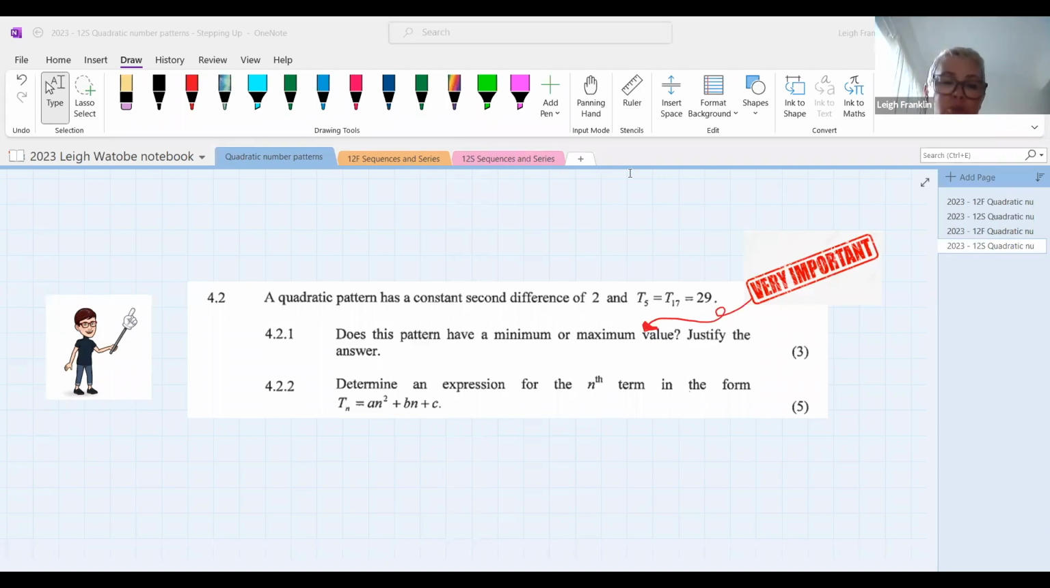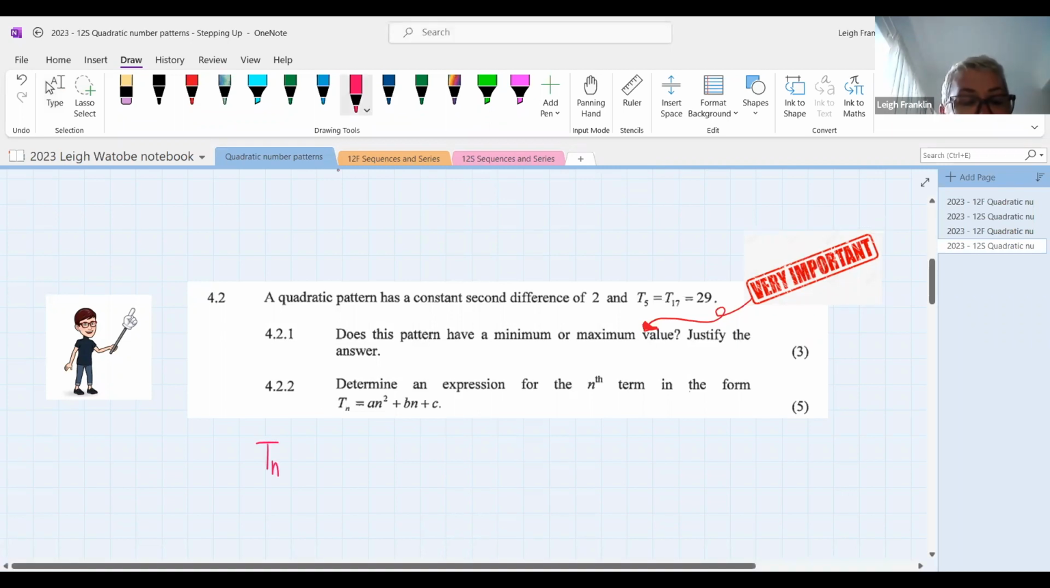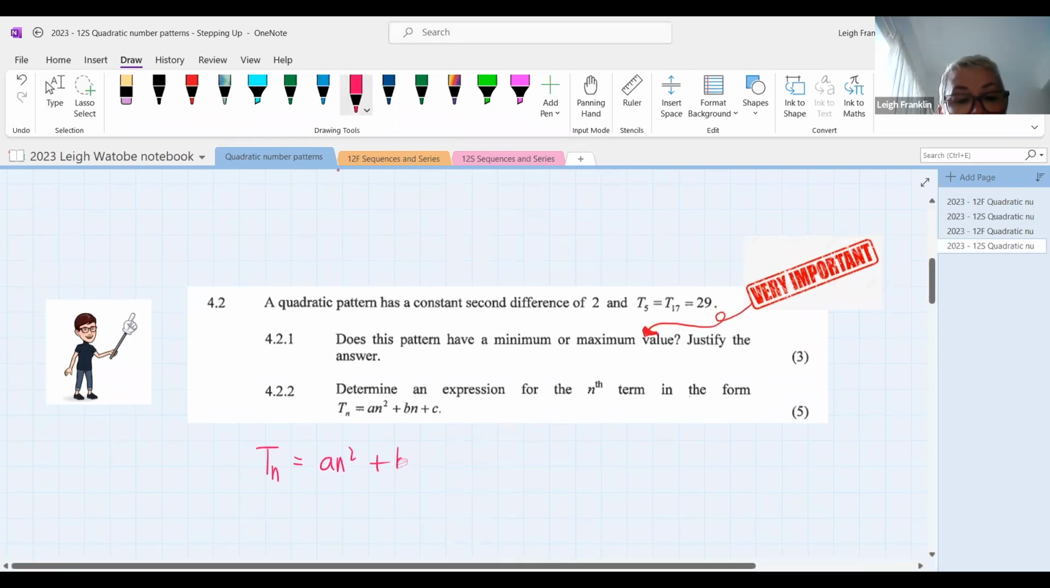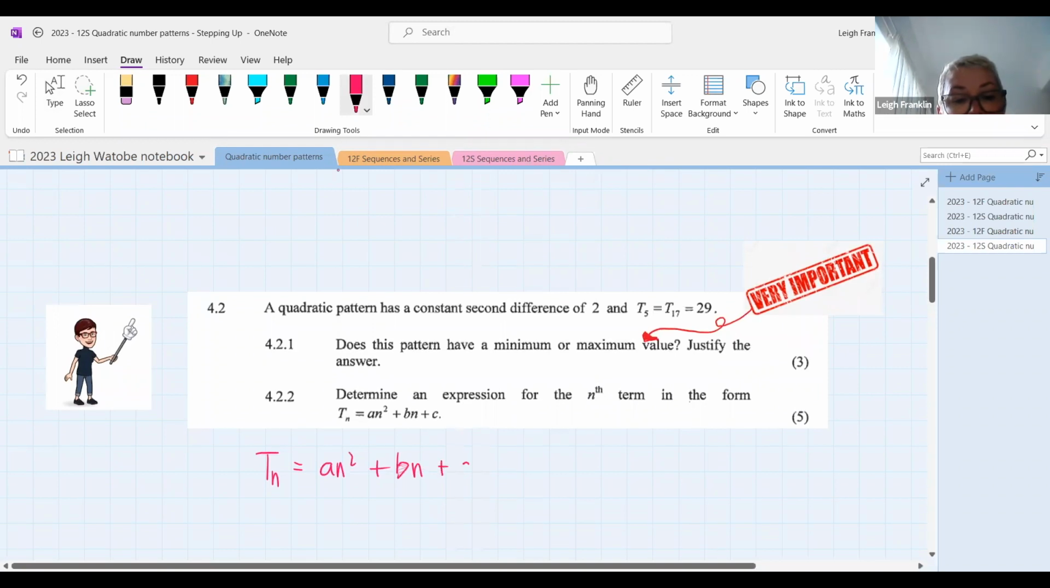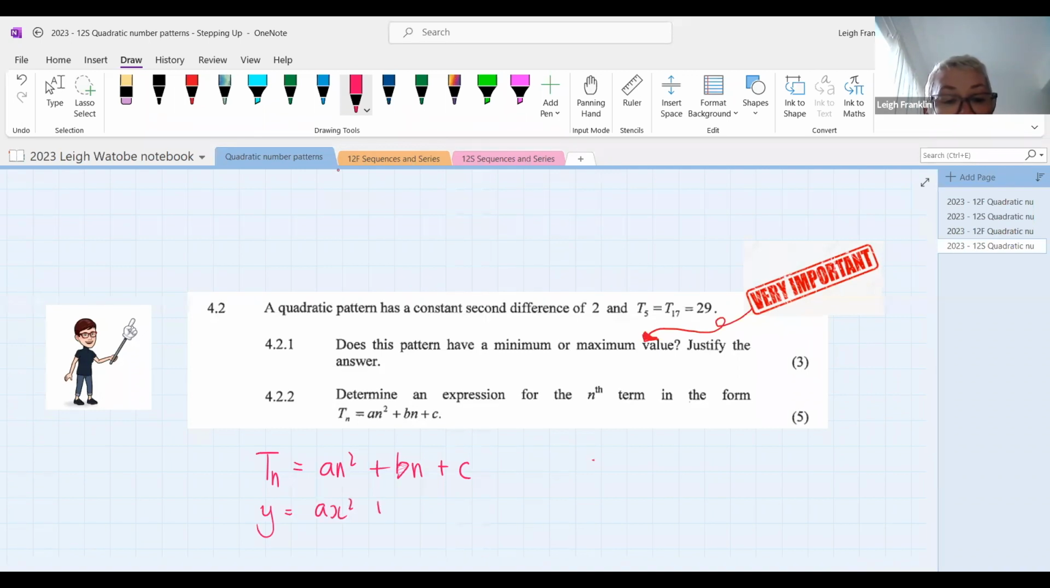I hope your teachers at school have linked together the idea behind a quadratic number pattern and a quadratic function, the parabola. So when we talk about quadratic number patterns, we're talking about Tn, the value of the particular term, equals an squared plus bn plus c. When we are talking about the parabola, we are talking about y equals ax squared plus bx plus c. Can you see that these are actually identical?